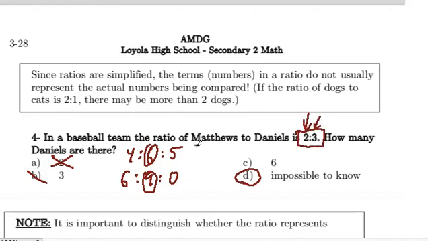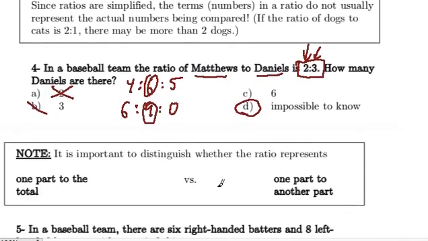We know that however many Matthews there are, the ratio of Matthews to Daniels is 2 to 3. Could be that it's a giant baseball team. There are 20 Matthews and 30 Daniels. That's possible. I don't know why that would happen, but it's possible. Okay, a ratio is a simplified version of the relationship. It's not the exact numbers itself.